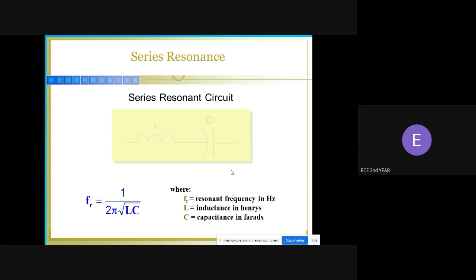That means we are tuning, so we can make XL equal to XC. At one particular frequency only, XL will be equal to XC. If the frequency varies, this condition will change. The circuit may have a higher XL value and a lower XC value. In a series circuit, if the frequency is above the resonance frequency, the circuit will behave as an inductor. If the frequency is lower than the resonance frequency, the circuit will behave as a capacitor.